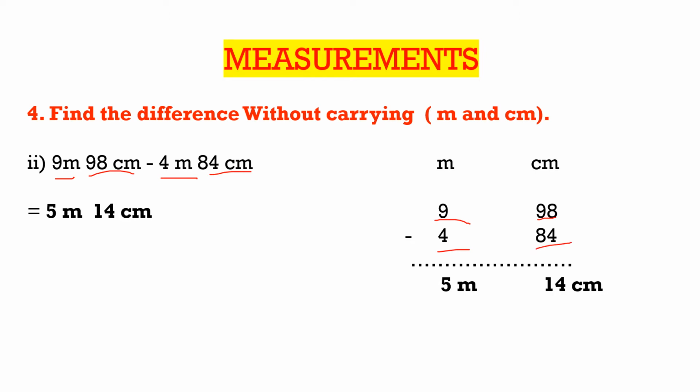Then we first subtract in centimeter column. 8 minus 4 is 4 and 9 minus 8 is 1. We get 14 centimeter. Then move to meter column. 9 minus 4 is 5 meter. We get 5 meter 14 centimeter. So 9 meter 98 centimeter minus 4 meter 84 centimeter is 5 meter 14 centimeter.